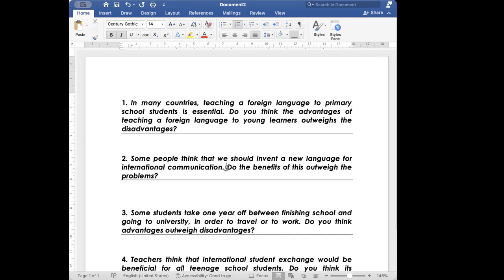So the basic thing is that the question says that if we invent a new language for international communication, will the benefits of this be more than the drawbacks? So you have to write, what do you think will be more, benefits of a new international language or the drawbacks of an invented language? Drawbacks. Drawbacks will be more. Okay. So we'll first discuss the points.